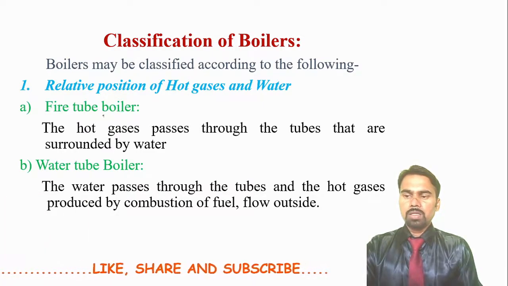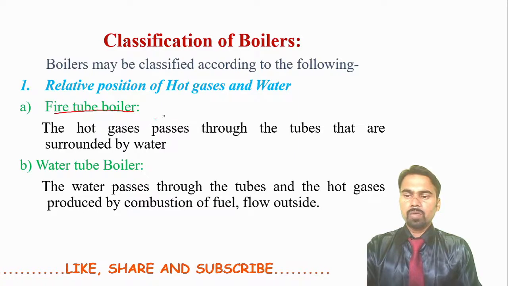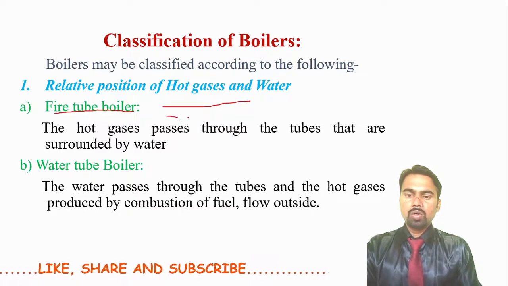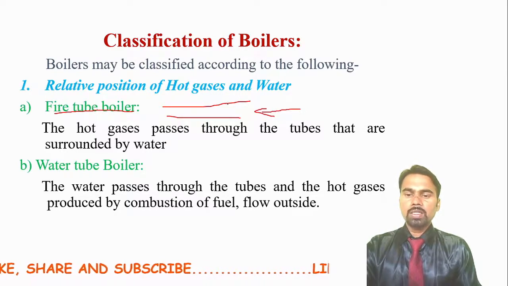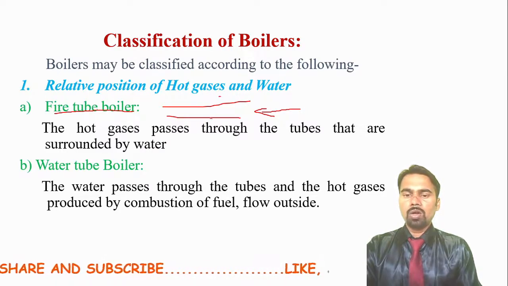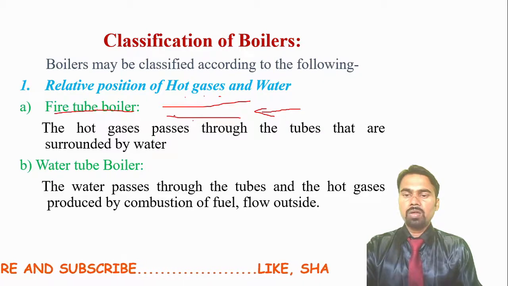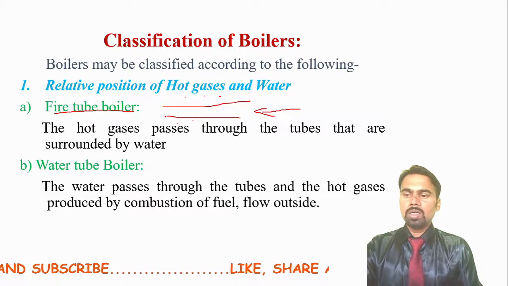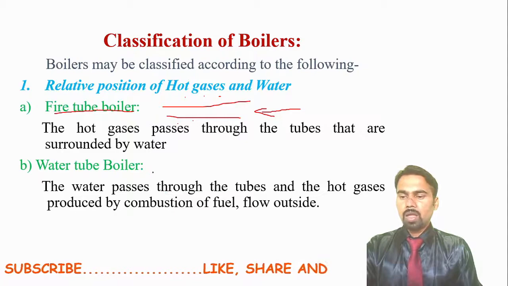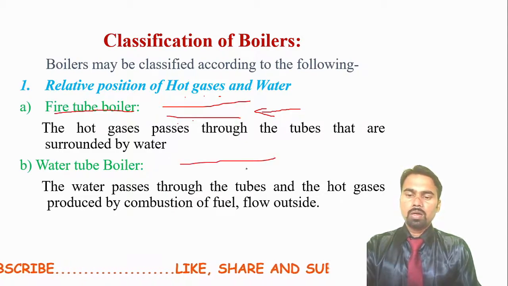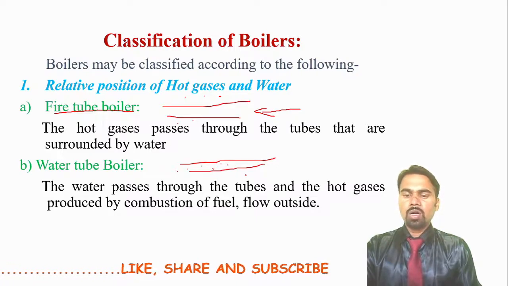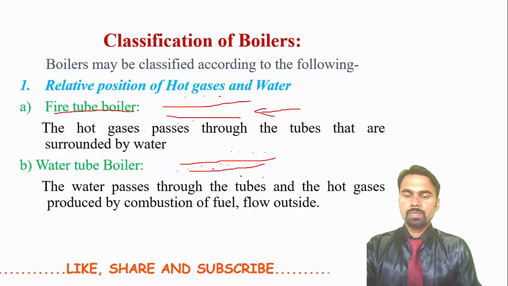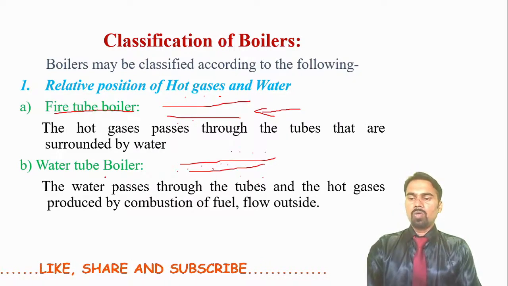The first type is the fire tube boiler. Okay, it means a tube is there. Through the tube we send the fire or flue gases and it is surrounded by the water. So this type of boiler is known as a fire tube boiler. Then the water tube boiler. A tube will be there, and through this tube we send the water and it is surrounded by the flue gases. So this is a water tube boiler.